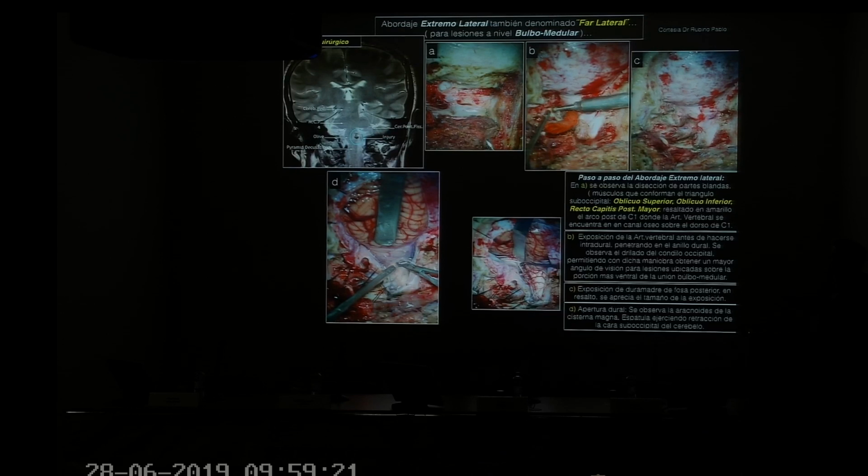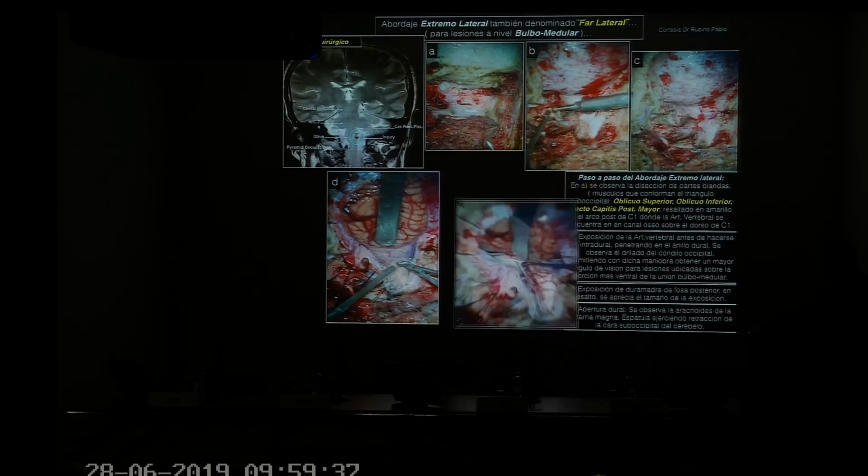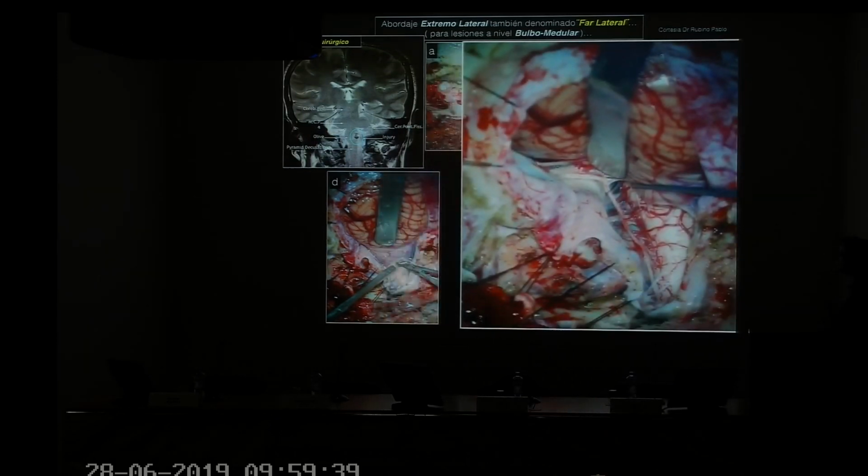Here, we expose the vertebral artery, of course, and open this area to access the lower portion of the medulla. Here, you can open the dura mater and see many structures inside this area. It's very, very important. Why? Because this cavernoma is in the olive. It's inside of the olive.